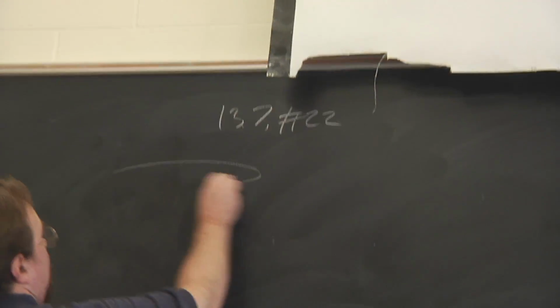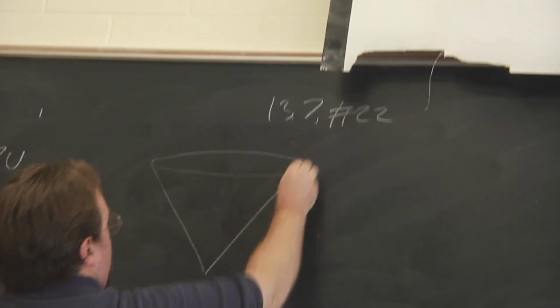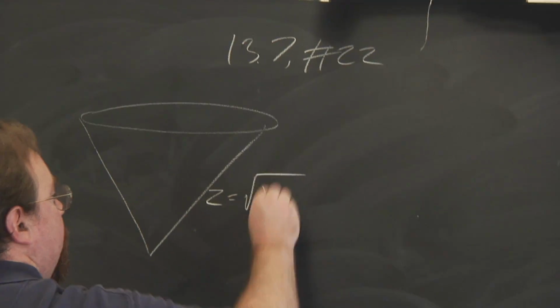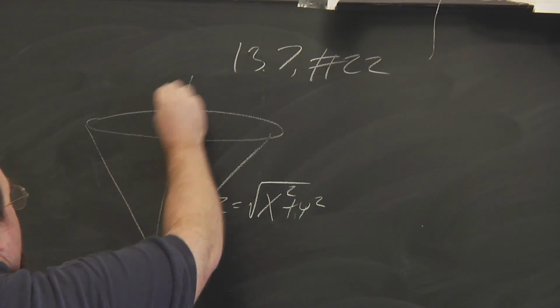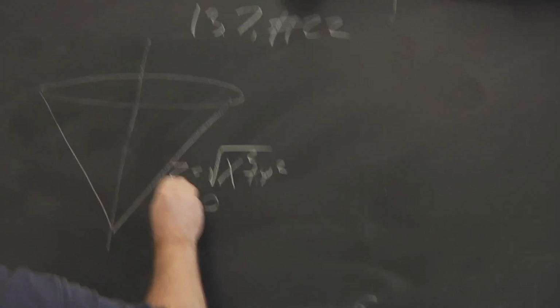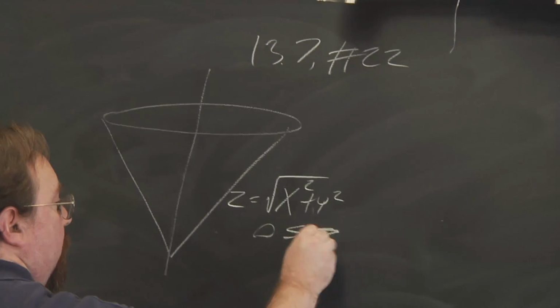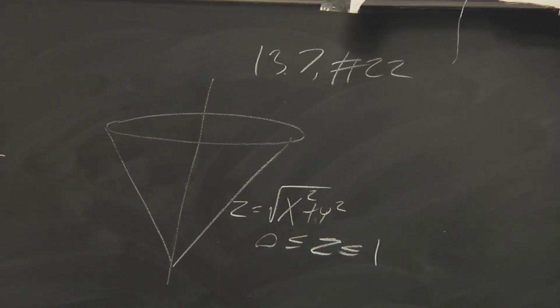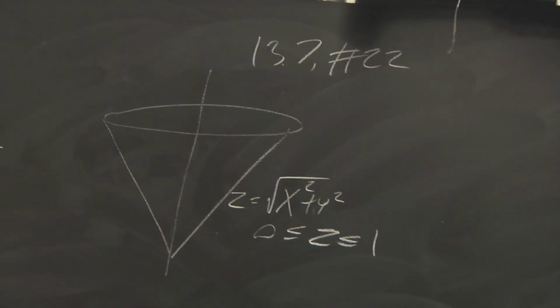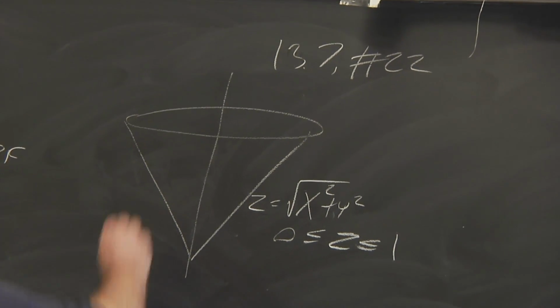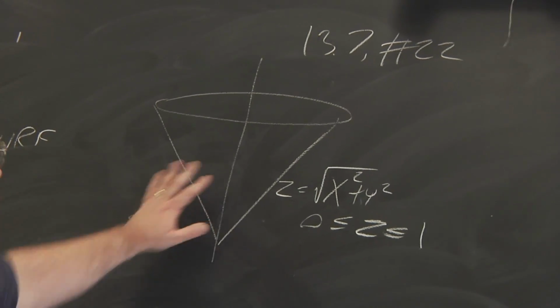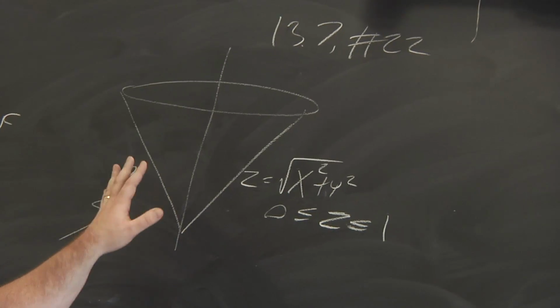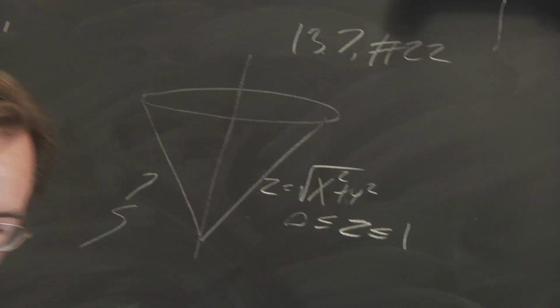Alrighty. So we have a cone. This has come a time or two before. Z is equal to x squared plus y squared, where Z is bounded by 0 and 1. So it's just that portion of the cone. So that is our surface that we're going to be dealing with. And we're just going to be dealing with the cone itself. We're not including the top of this.